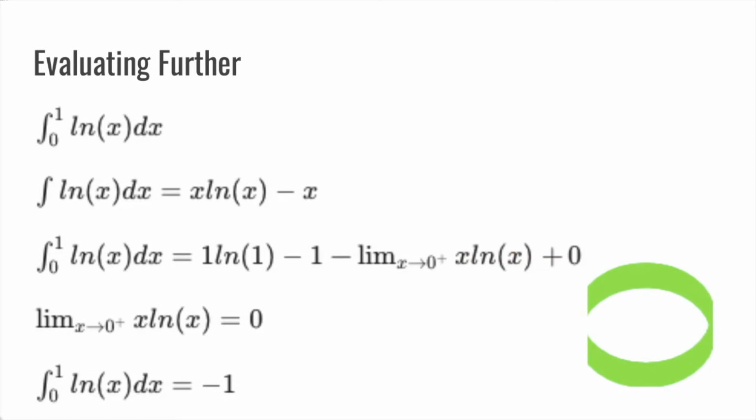But if you want to solve it, all you need to know is that what you're actually trying to find is the limit as x approaches 0 from the positive side of x ln x. And if you remember how to solve limits using L'Hopital's rule, you can get that this limit is equal to 0. So then the final answer is, okay, so first of all, 1 times ln 1, ln of 1 is just 0. So the final answer is -1.